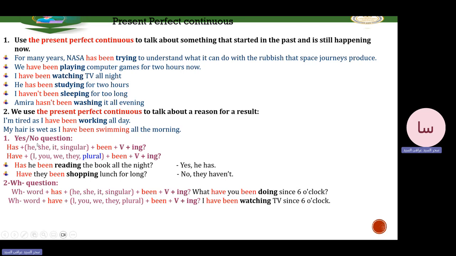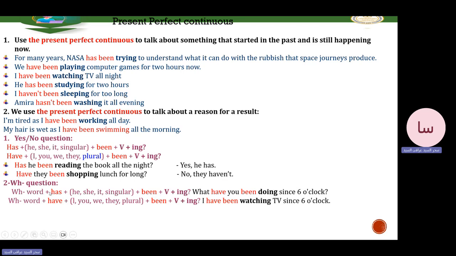Okay. What about the form of the question? We have of course two forms, yes/no question and WH question. It starts with has or have plus the subject, of course, and been plus the verb plus ing. Look at this example. Has he been reading? Has he been reading the book all the night? Don't forget the phrase that talks about the time, the period of the time. Yes, he has, or yes, he has been reading. Have they been shopping for long? No, they haven't, or no, they haven't been shopping.